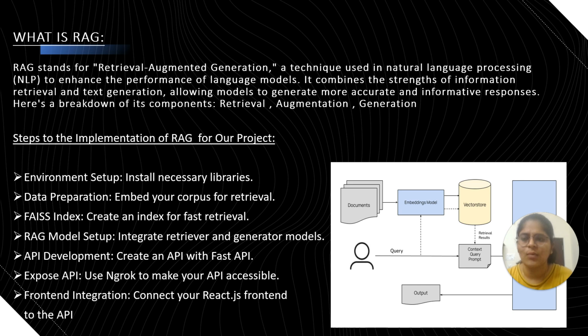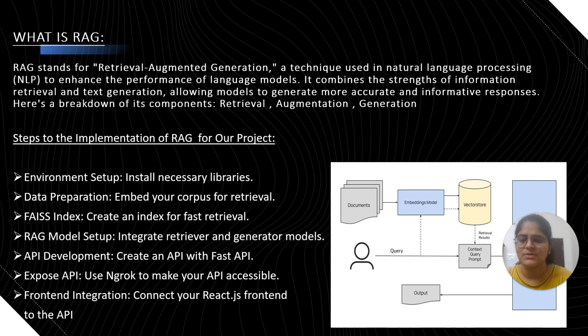Now we need to know what a RAG is. Why? Because we have implemented our project based on RAG. RAG stands for Retrieval-Augmented Generation. It is a technique used in natural language processing to enhance the performance of language models. The components are divided into three: retrieval, augmentation, and generation. In this way, RAG can be implemented.